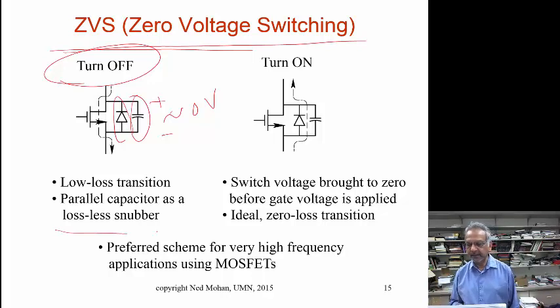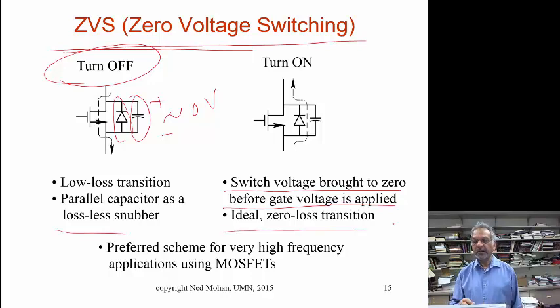So when we look at turn on here, what we see is that at turn on, under the circuit implementation, the current is flowing through the anti-parallel diode here. So as you can see, if that's the case, the switch voltage is zero before we apply the gate voltage, and therefore it's really an ideal zero voltage turn on here.